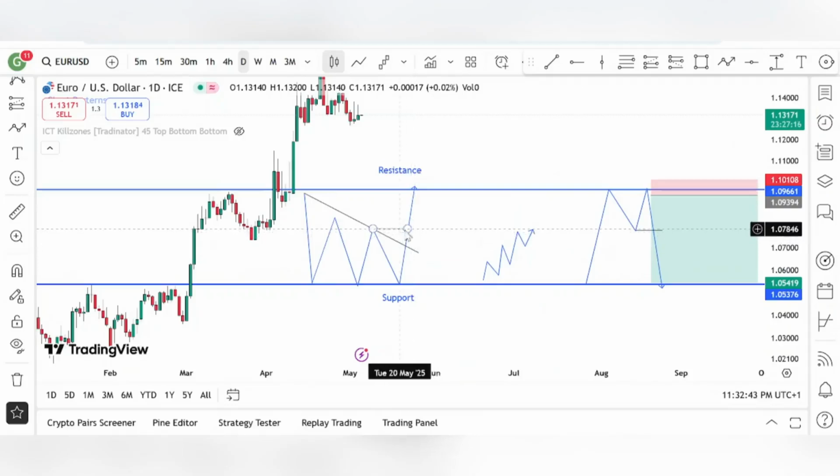The other one is you go to the lower time frame at this level and wait for confirmations, and then you ultimately take it up as well. So now this is a triple bottom, sorry.